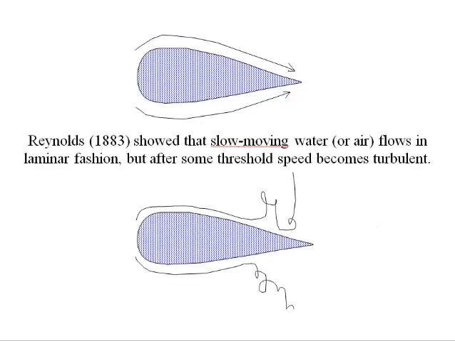Reynolds was the one who showed that slow-moving water or air, or whatever the medium is, flows in a laminar fashion against nice airfoils, but after some threshold speed can become turbulent. And so if you don't have the smooth laminar airflow and it becomes turbulent, all the rules break down, the formula doesn't hold, and the relationship is gone.